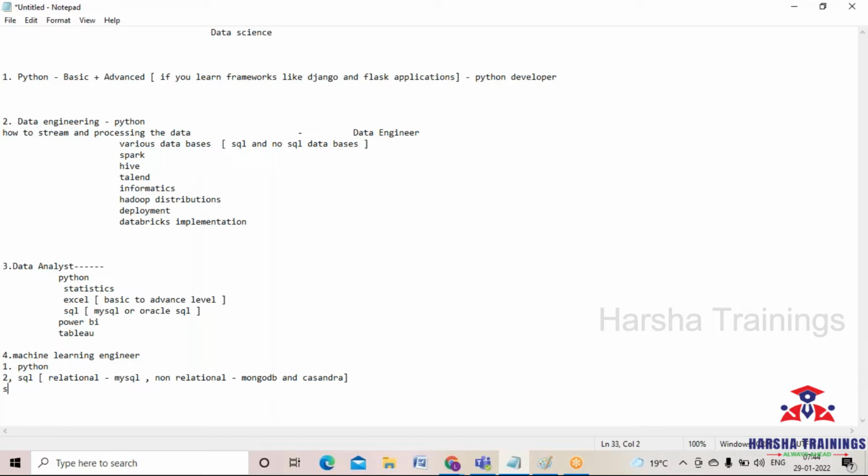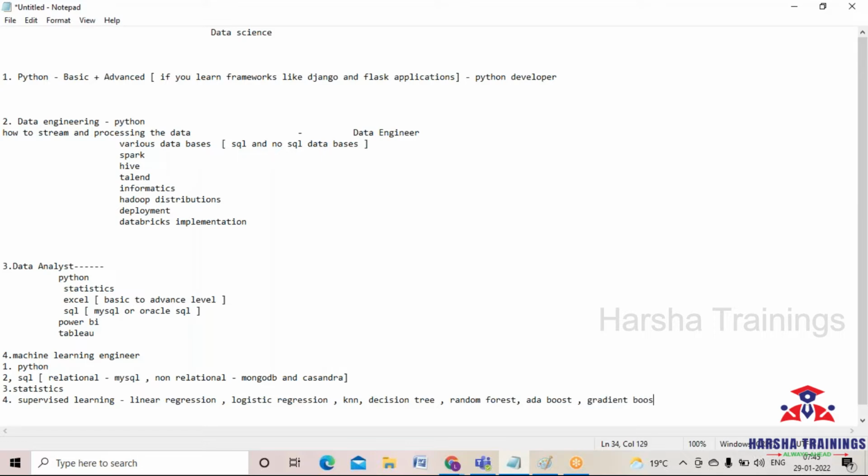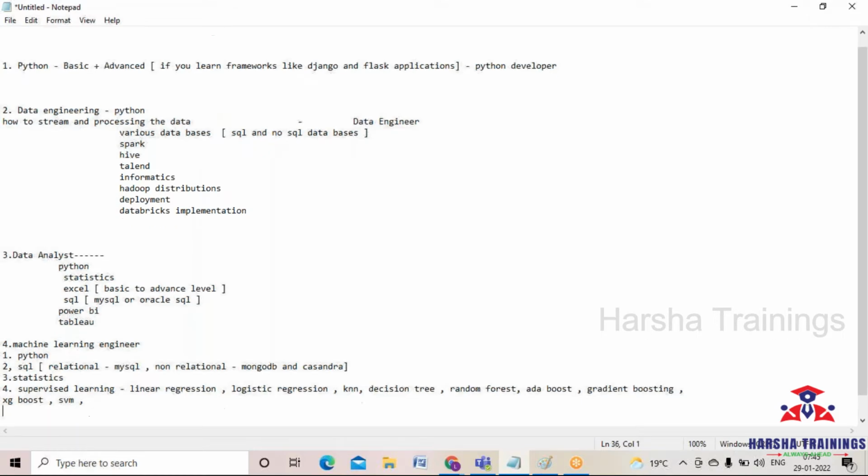Coming to that, statistics. Statistics you have to know. Next one is supervised learning. In supervised learning, you have to know linear regression, logistic regression, KNN, next decision tree, random forest, AdaBoost, gradient boosting, XGBoost, SVM. All these algorithms you will learn in supervised learning.